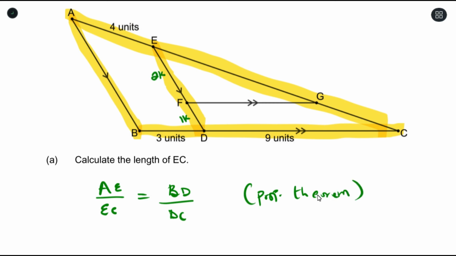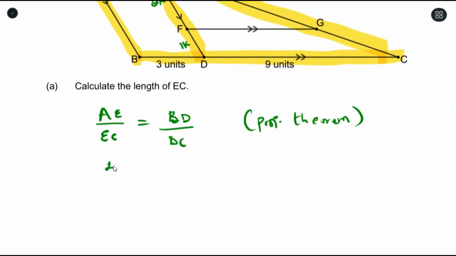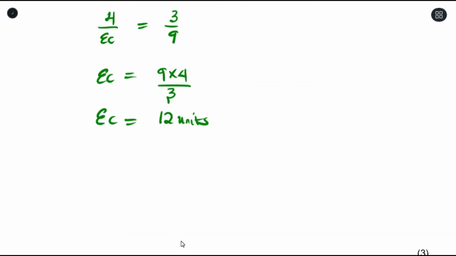Whenever you have parallel lines in between your triangle, the sides that are created are normally in proportion. So in this case, AE is 4 over EC is equal to BD, which is 3, over 9. So cross multiplication, you'll get EC is equal to 9 times 4 over 3. That's 36 over 3. EC is equal to 12 units. So that's the answer for A.